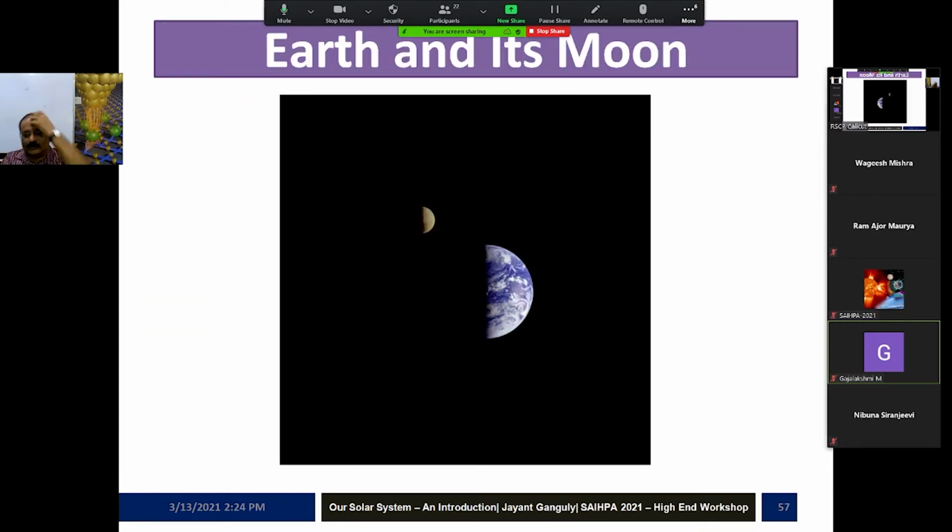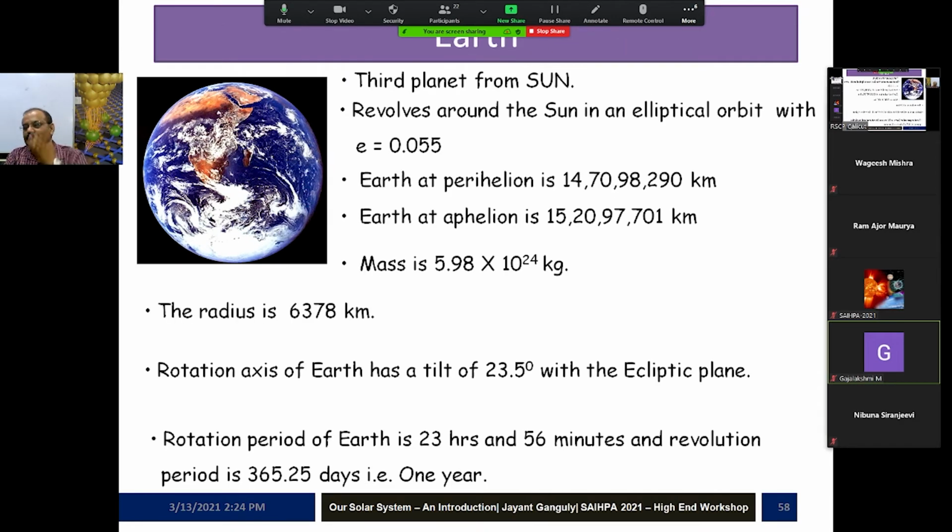So now we move to the second part of the talk, which we will try to do fast. We have the Earth Moon system, and these are some of the parameters of the Earth. You know, the aphelion, perihelion. These are some radii you can see.